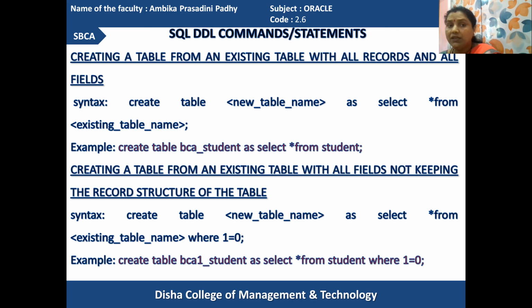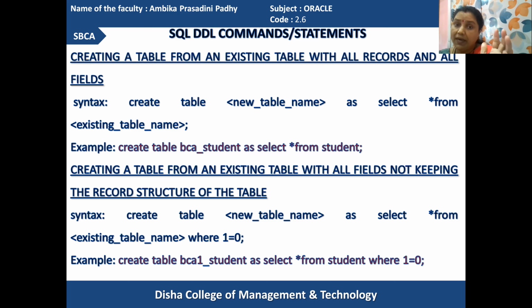So you have to write: create table new table name as select star. Select star means take out the fields from the existing table. Star means all fields, and from means take all fields from the existing table, the previously existing or old table. Got it? A new table will be created by taking the contents from the old table. Understood? You can take one example.